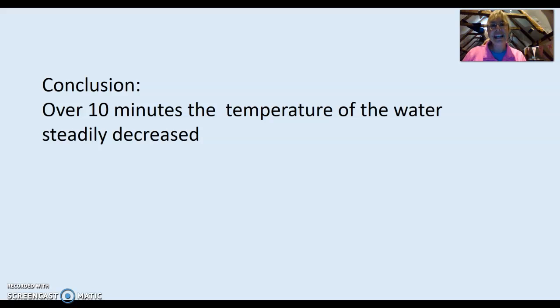And that links in nicely with the aim. The aim was to investigate how the temperature changes as the water is allowed to cool. So always make sure that your conclusion, which is a summary of the experiment, links up with your aim. Excellent work.